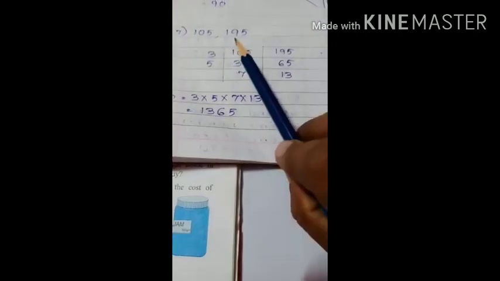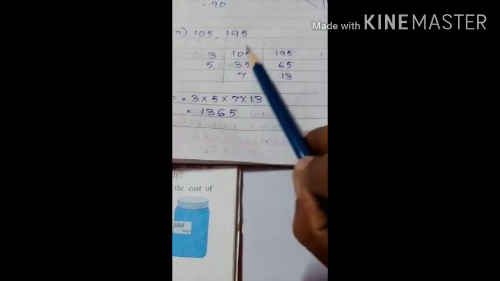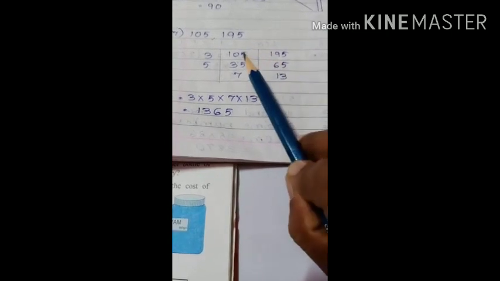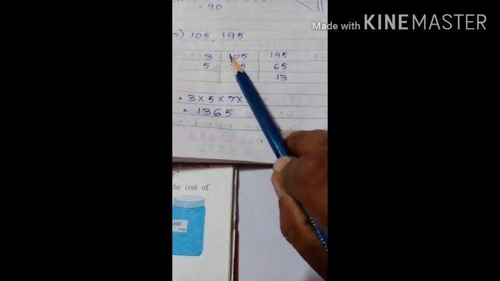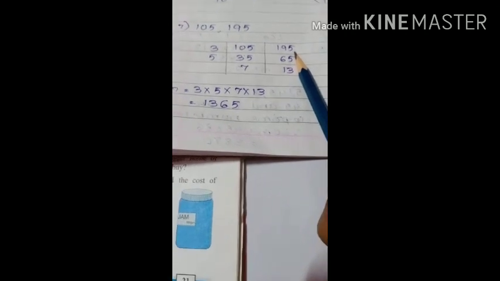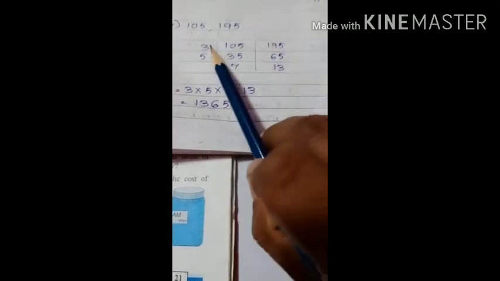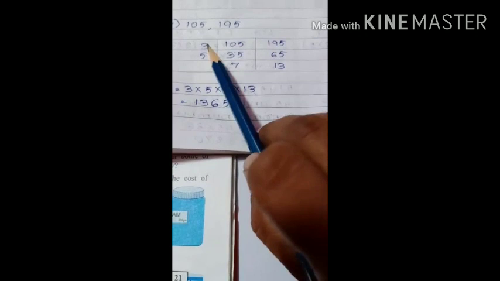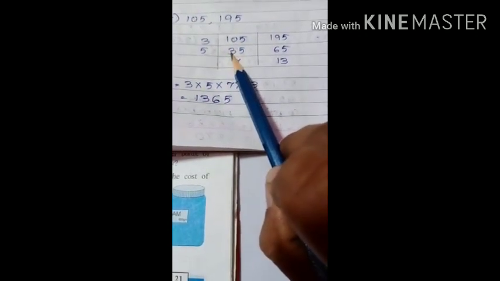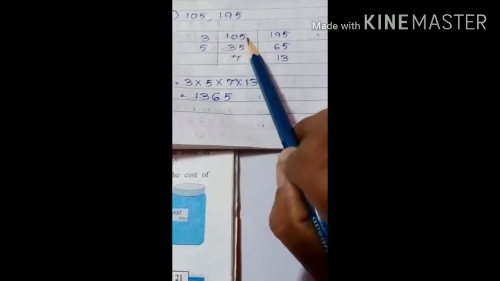Now next, the 7th one. 105, 195. 5 plus 1 is 6, 9 plus 1 is 10, 10 plus 5 is 15. Both are divisible by 3. So I divided here by 3. So 3 3s are 9. 1 remaining. 1 and 5 become 15.